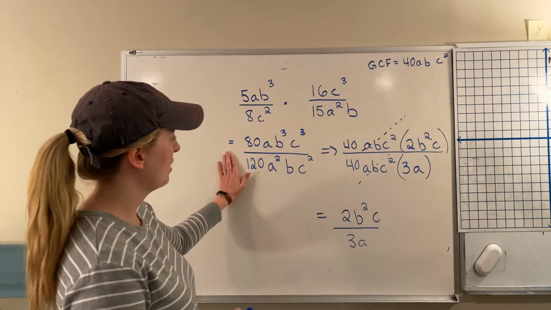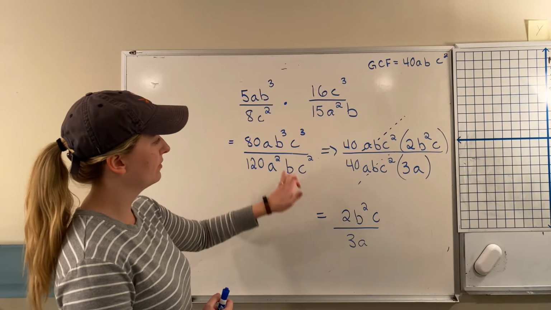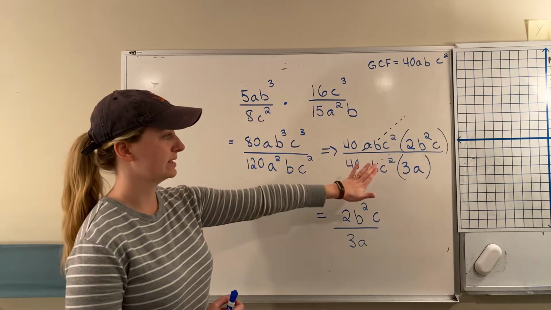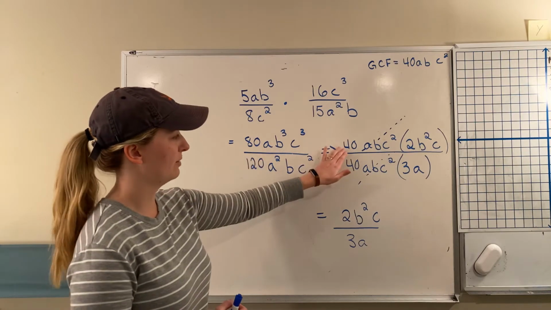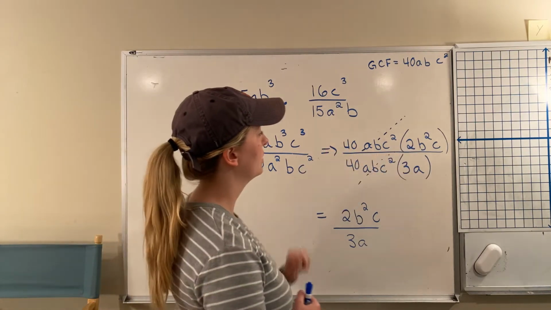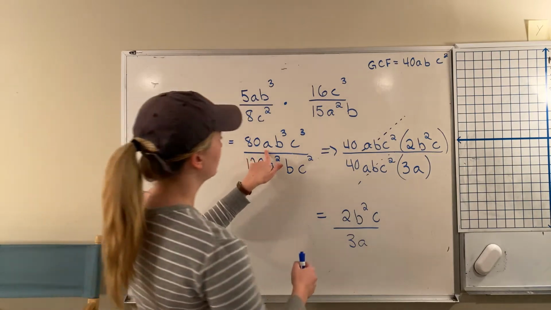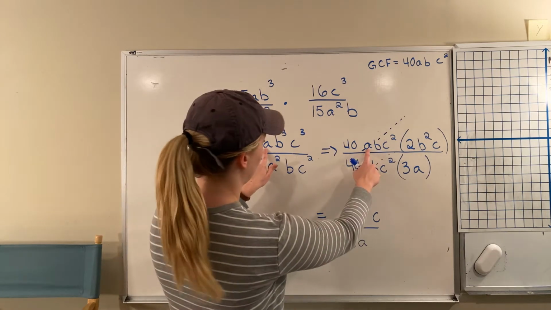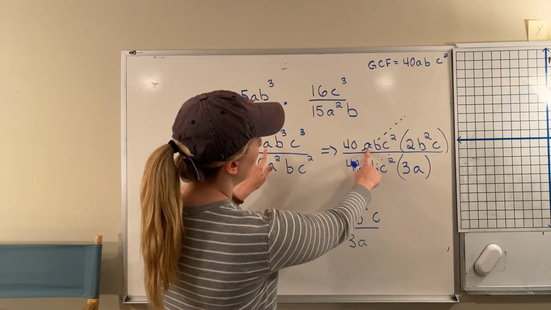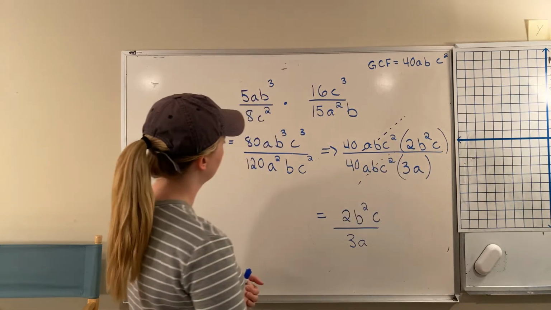Now you're going to rewrite the problem by dividing out the GCF. So we're going to take the GCF out of our numerator, and we're going to see what's left. 80 divided by 40 is 2. So once we pull out the GCF from 80, we're left with 40 and 2. Next, we're going to pull out our a's. If we pull out our a GCF from both, it's going to cancel out. So a is going to be on the outside now, and it's canceled out on the inside.